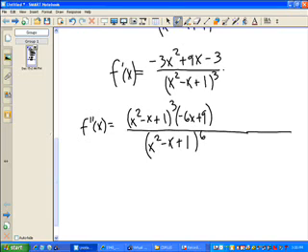Now I need to take the derivative of the bottom, which is all about the chain rule. 3 times x squared minus x plus 1 squared. Derivative of the inside is 2x minus 1 times the top.